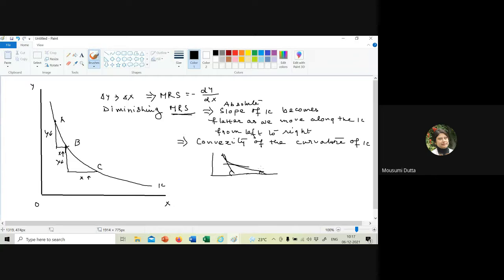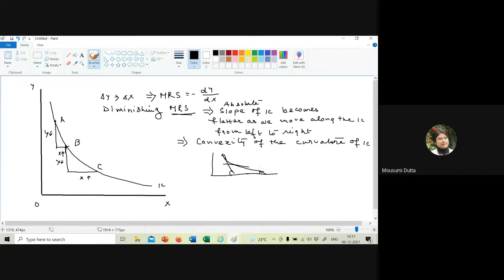Okay, so the amount of X which is compensating my loss of Y and keeping me on the same indifference curve is called the marginal rate of substitution. So this is the first point. The second point is this MRS is diminishing.